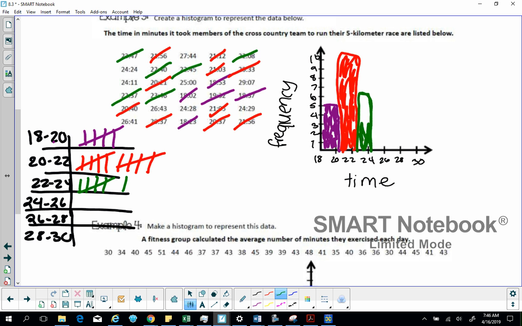Color it in. Does anyone remember doing these? Probably in middle school a little bit. More bar graphs in middle school, so histograms. Just make sure they're connected because they're intervals.